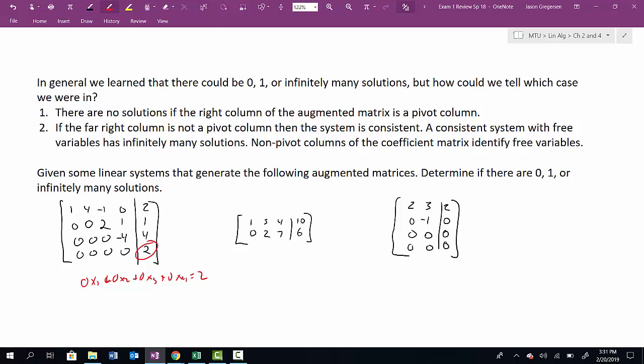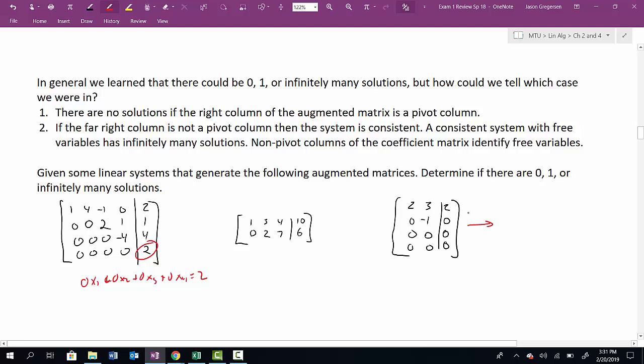How many? Are there any free variables? No. So x1 and x2 are both basic variables. So there's only one solution for that system. Okay? We can find that solution if we wanted to finish up the row reduction, right?